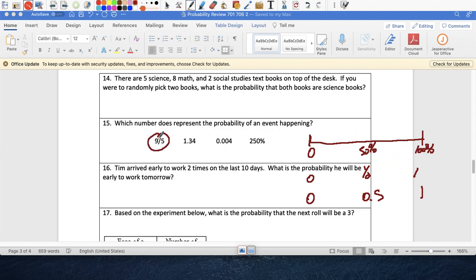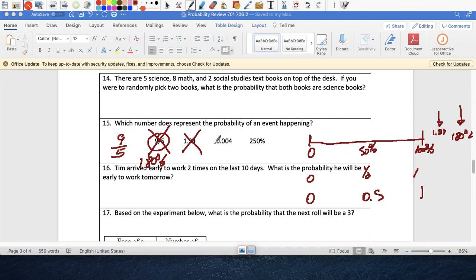So 9 over 5, if you put that in your calculator, 9 divided by 5, and then you multiply it by 100, you're going to get 180%. Is 180% here? No, 180% is over here. So this one, no. 1.34. Where is 1.34? 1.34 is over here. Is it inside here?